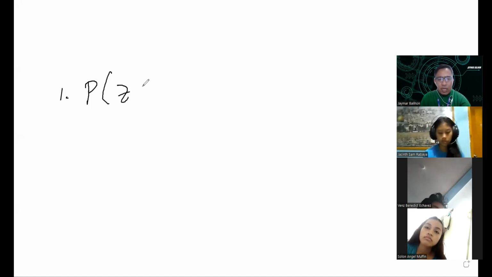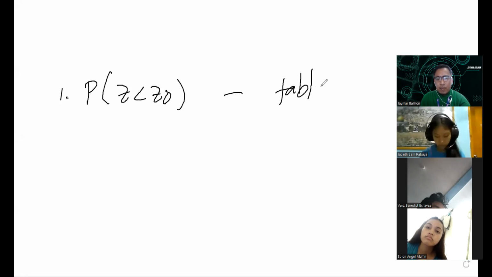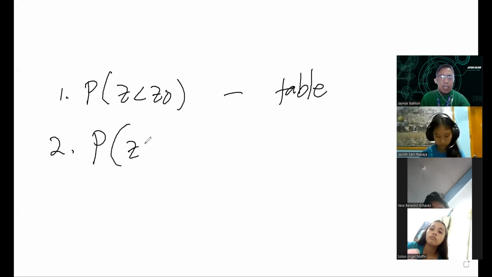Okay, how about if we are given greater than? Because there is a table for greater than, class. If we are looking for greater than, this is the case. Case 1 is for less than, the probability of z less than z sub o. Then you use the table directly. How about if we have the probability of z greater than z sub o?